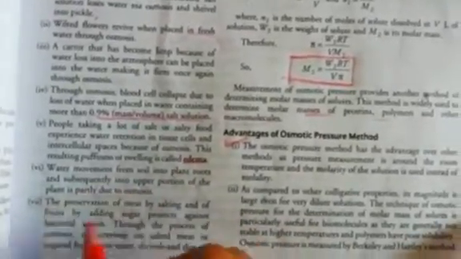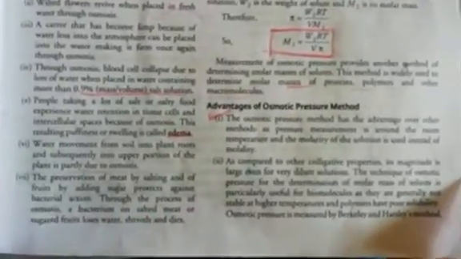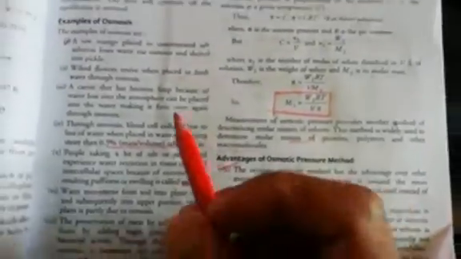Next is water movement from soil into the plant roots and subsequently into the upper portion of the plant, partially due to osmosis. In this way, preservation of meat can be done by salting and of fruit by adding sugar. This protects against bacterial action through the process of osmosis. A bacterium on salted meat or sugared fruit loses water, shrivels and dies. These are the examples of osmosis.